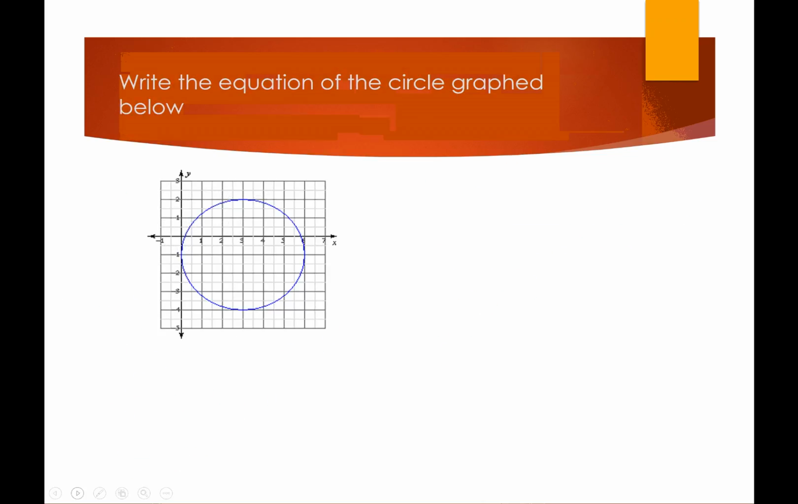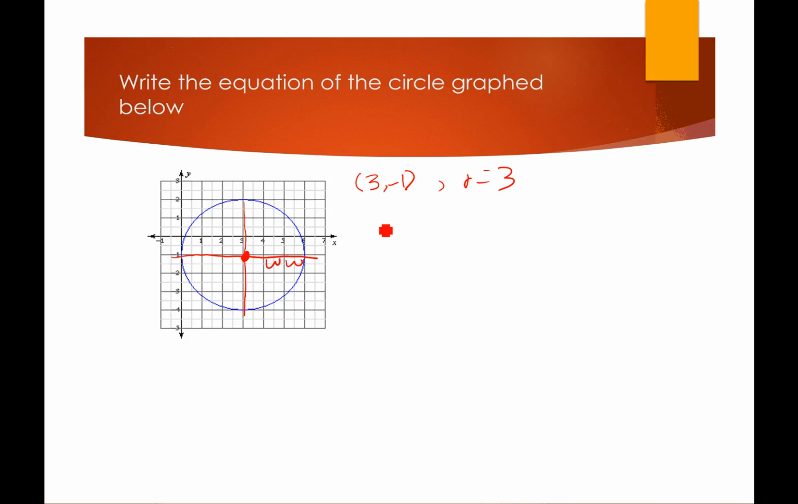So now I've got a circle graphed. So we've looked at all kinds of ways of writing equations. So the first thing I have to do is find my center. I kind of like to find the symmetry in it and see where that intersects. So it's going to intersect right here. So that's my center at the point 3, negative 1. And then my radius is 1, 2, 3. So my radius is 3.